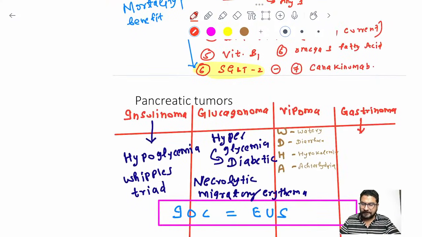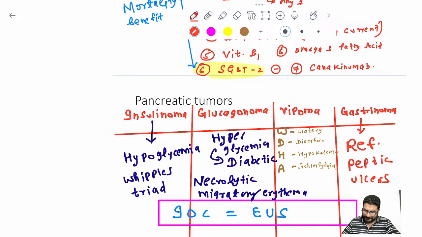So in gastrinoma you will see refractory peptic ulcers. This is something they can ask you as a clinical case, right?